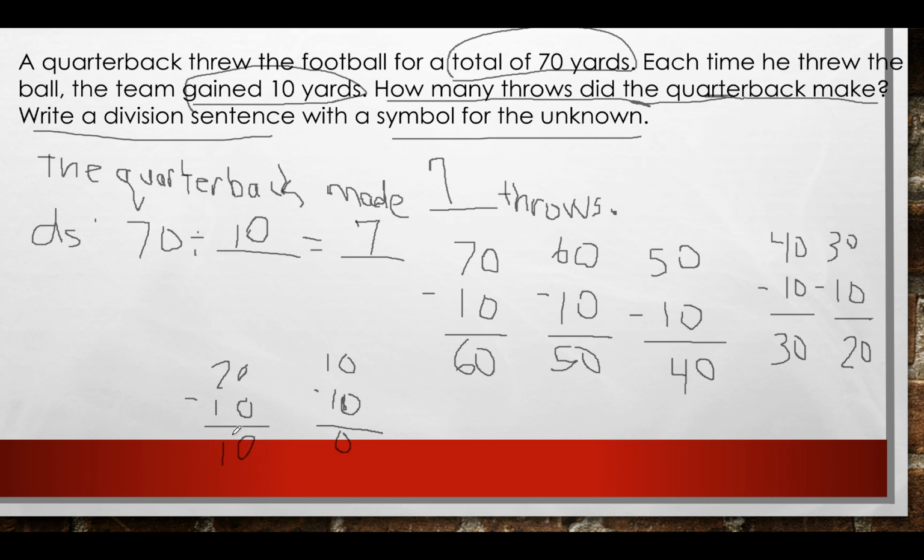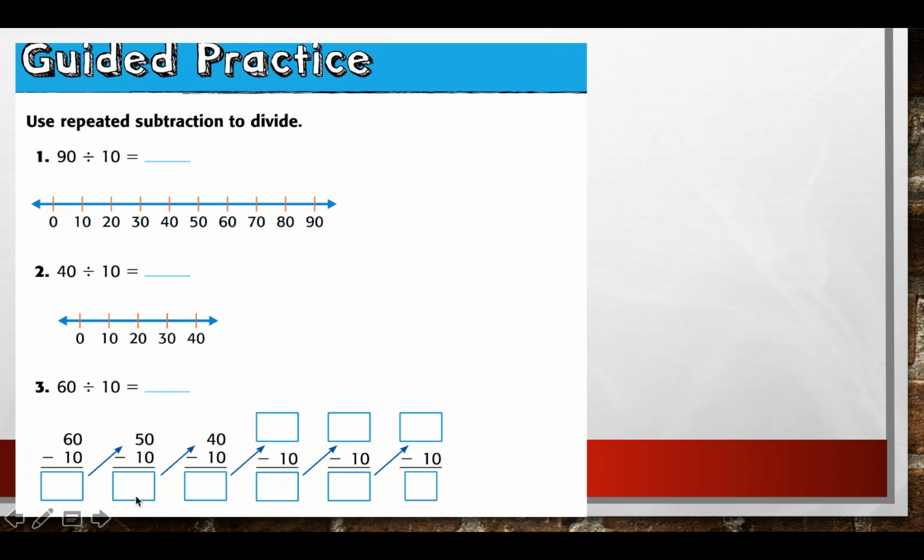Okay, so that's what you will be doing today for your lesson as far as your independent work. So this is just guided practice here. This is in your math book. So when you open your math book, and I'll give you the page number in a minute, you would use repeated subtraction to divide. So here they gave you a number line.